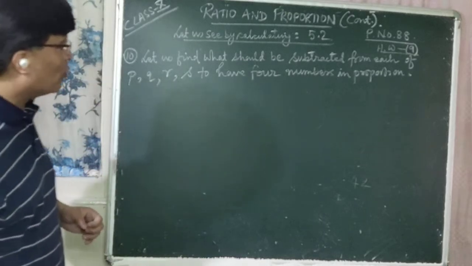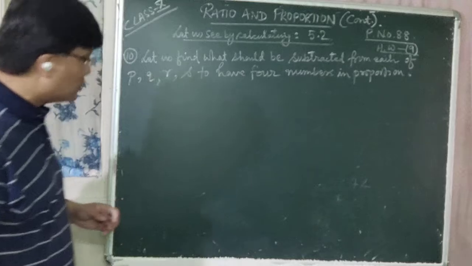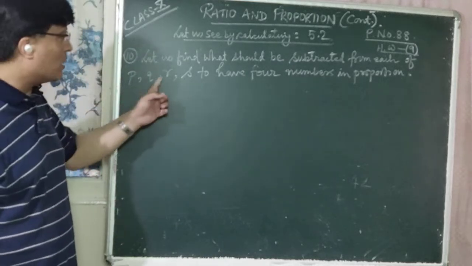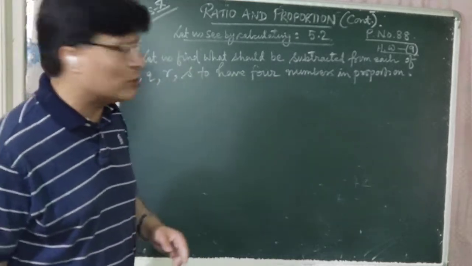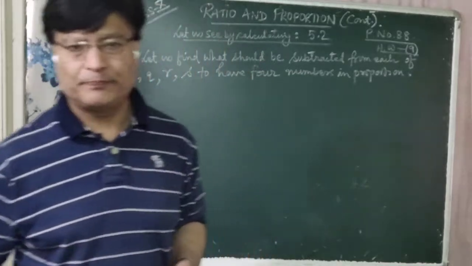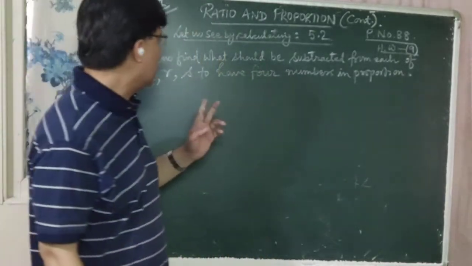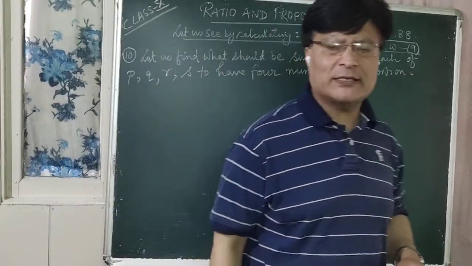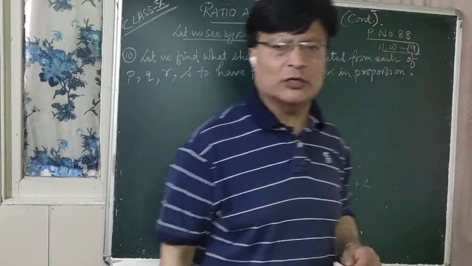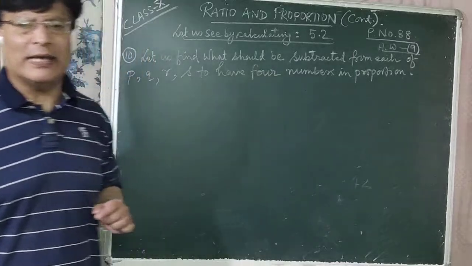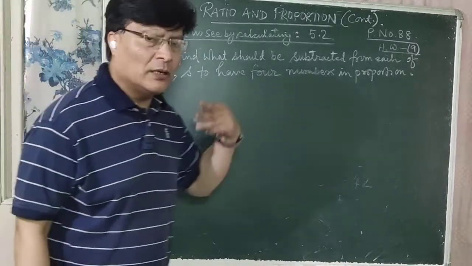So let us find what should be subtracted from each of P, Q, R and S to have the four numbers in proportion. So what is asked in the question? What should be subtracted from each of the four terms P, Q, R and S to have the four numbers in proportion?